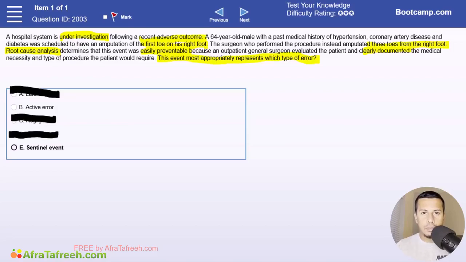However, we're left with choices B and E. We've narrowed it down to these two, and this is where we need to go back to the question stem. The key to answering this question is the fact that root cause analysis was performed and it was determined that this event was easily preventable. Remember that I said these never events, they should not occur, but when they do occur, it is a big deal, and there are often legal implications to this. And given that this is the first time this is occurring, it would be a sentinel event. The fact that it was easily preventable rules out choice B, because not all active errors are easily preventable. However, all sentinel events are easily preventable, and that is why choice E, sentinel event, is the correct answer.